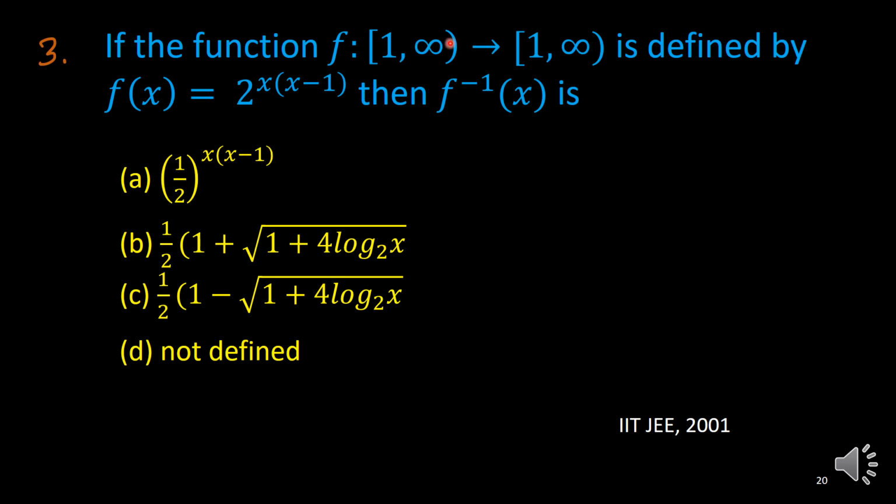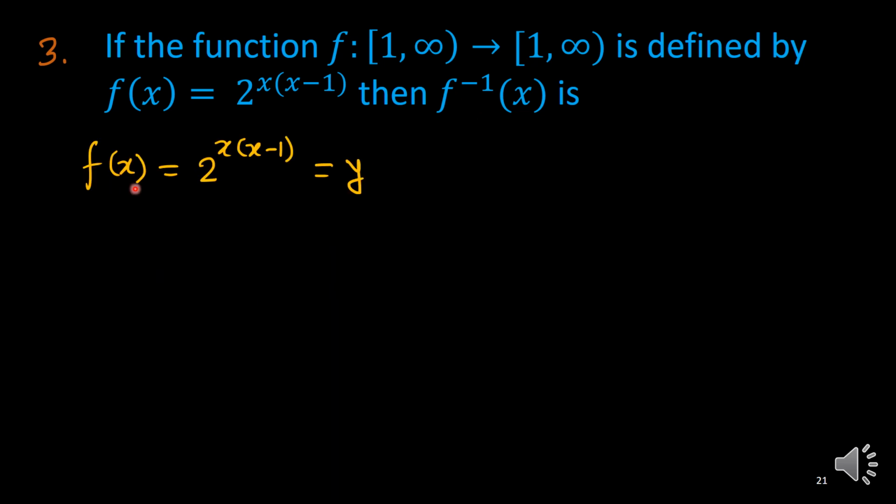So this is again, if domain is given and range is provided. This is f of x. We need to find out f inverse. So here f of x equals 2 to the power x into x minus 1. I will assign it to y. Now we need to find out again x in terms of y. What I will do? I will take log on both sides, log base 2. So this will become x into x minus 1, and this will become log y base 2. Right? I think it is clear.